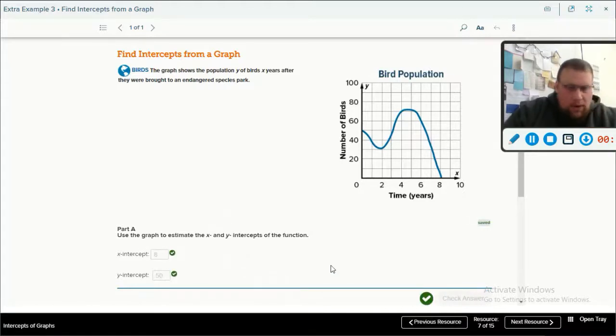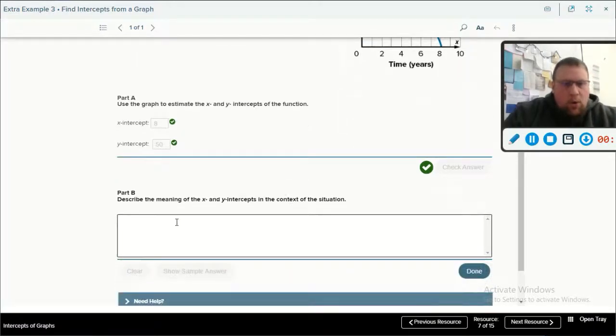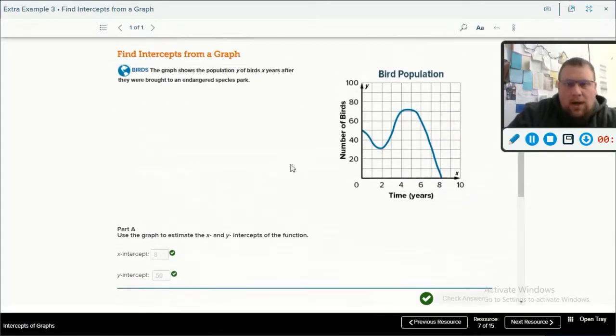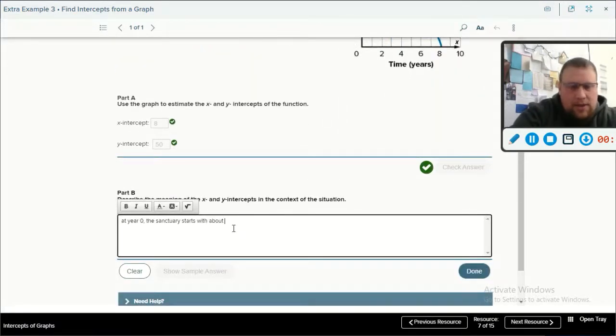Look at that, we're right. So what is the meaning of the x and y-intercepts in the context of this situation? Well, I'm going to tell you guys. The y-intercept tells me where we're starting at. It says at year 0, the sanctuary starts with about 8 what? 8 total birds. Or excuse me, not 8. I was looking at my x-intercept. 50 total birds.